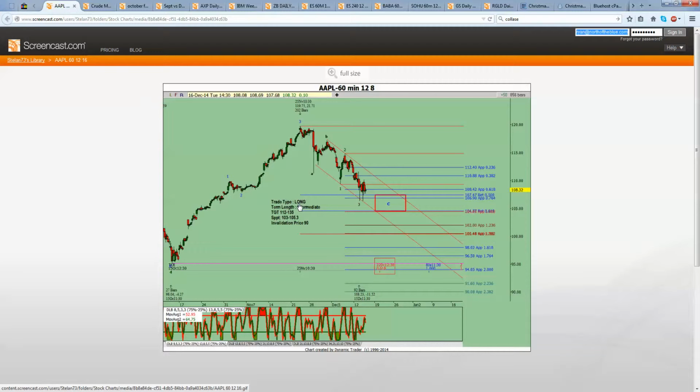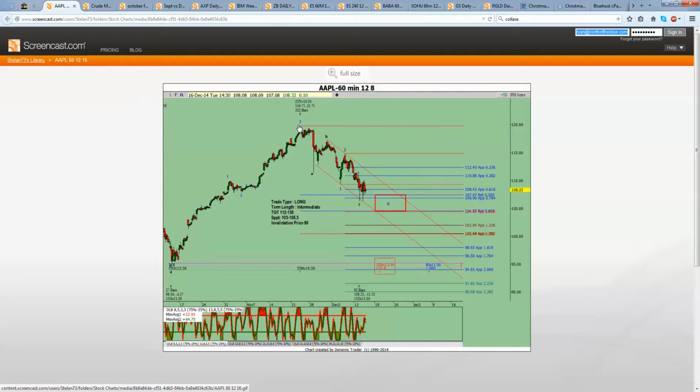So this trade type is going to be a long trade, term length intermediate. Target is 112 to 135. Now, why is it 112 to 135? Because since we are in a channel down, we buy, right? Our channel could go up, hit 112, or our trade can go up, hit 112, and just bounce off and fall. It could just bounce off this red line.